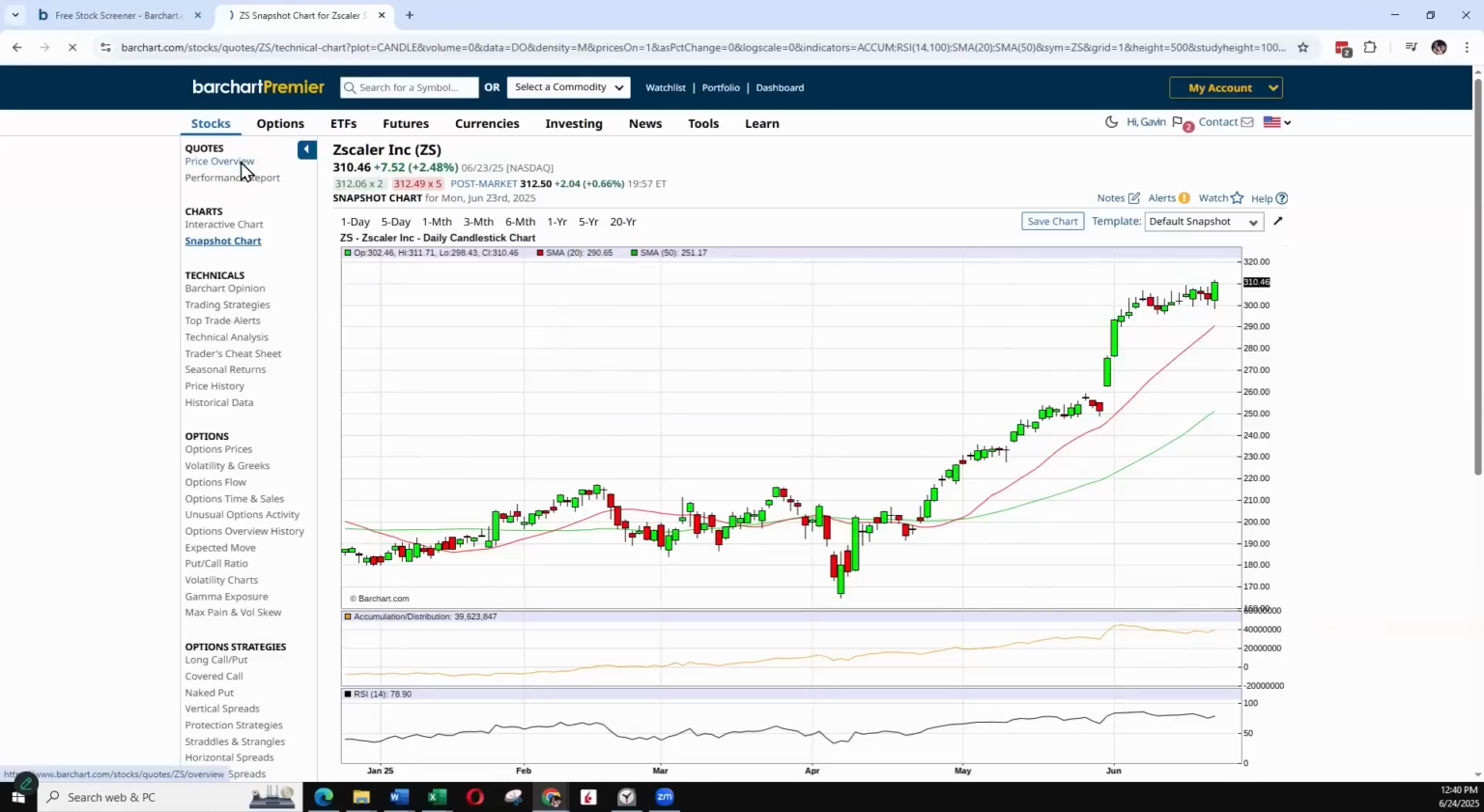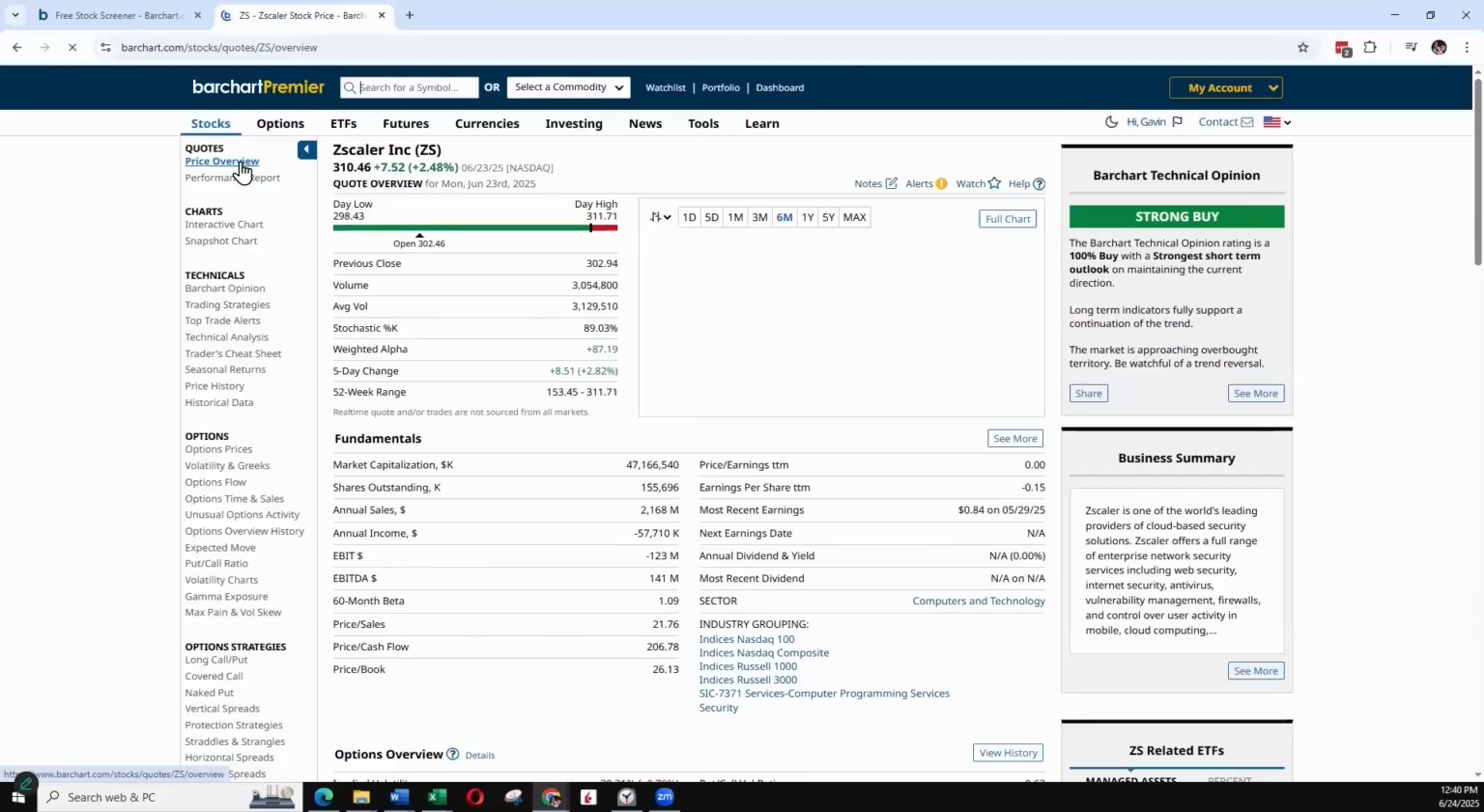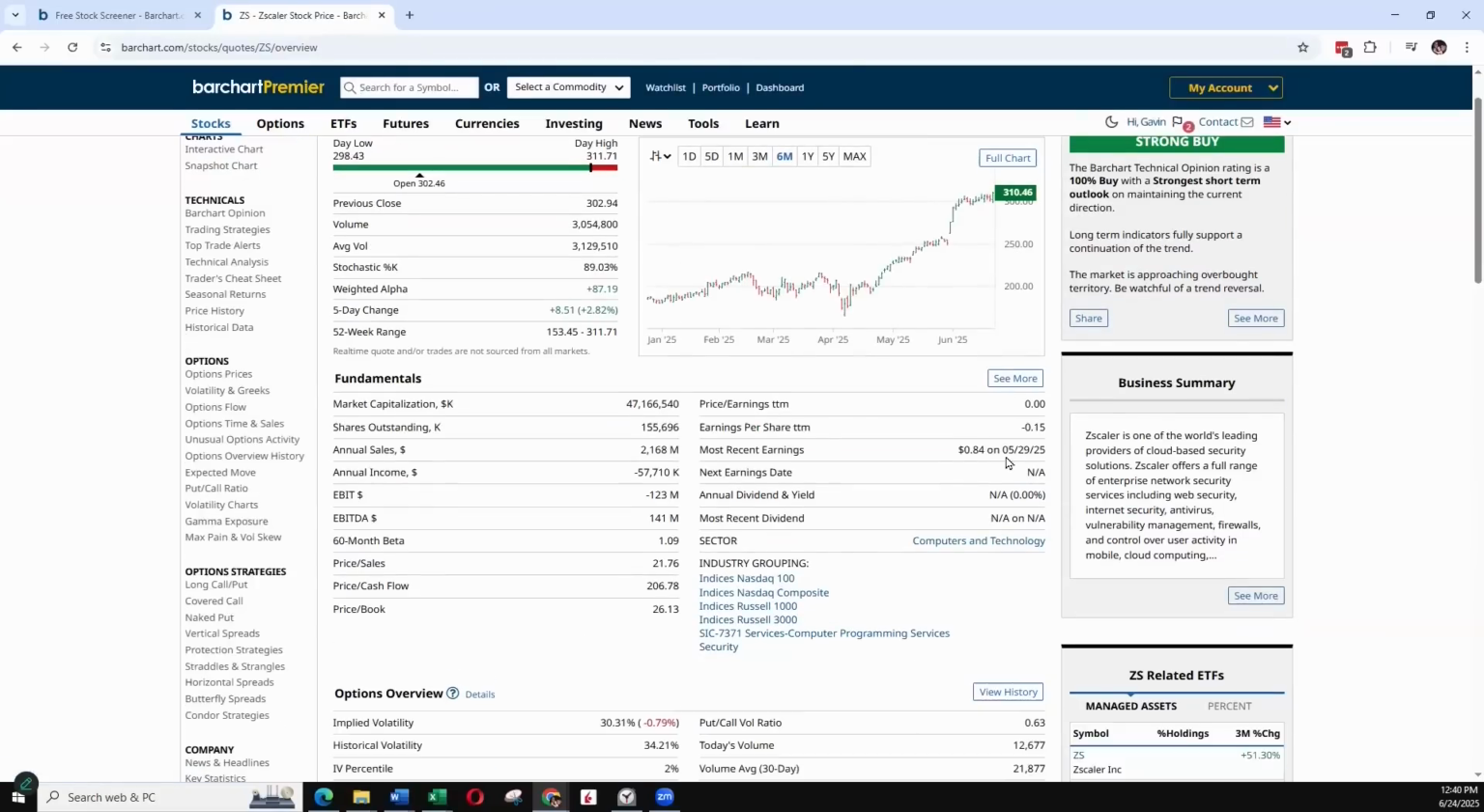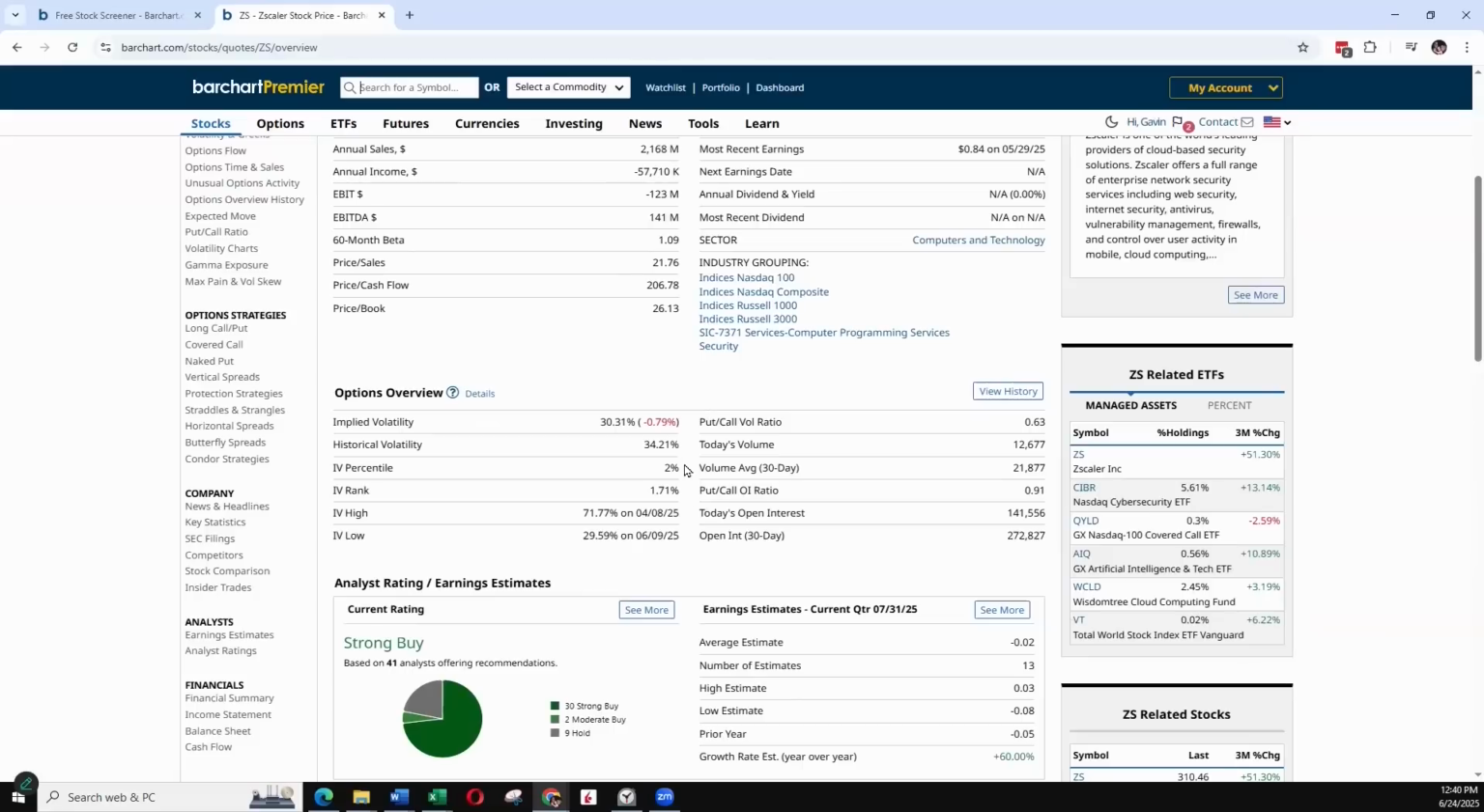If we go to our price overview, earnings are going to be at the end of August, so we know there'll be no earnings risk in July. Now, our volatility is very, very low, so I probably wouldn't be looking at a credit spread here. You may want to look for something like a bull call spread, so a debit spread in this case.